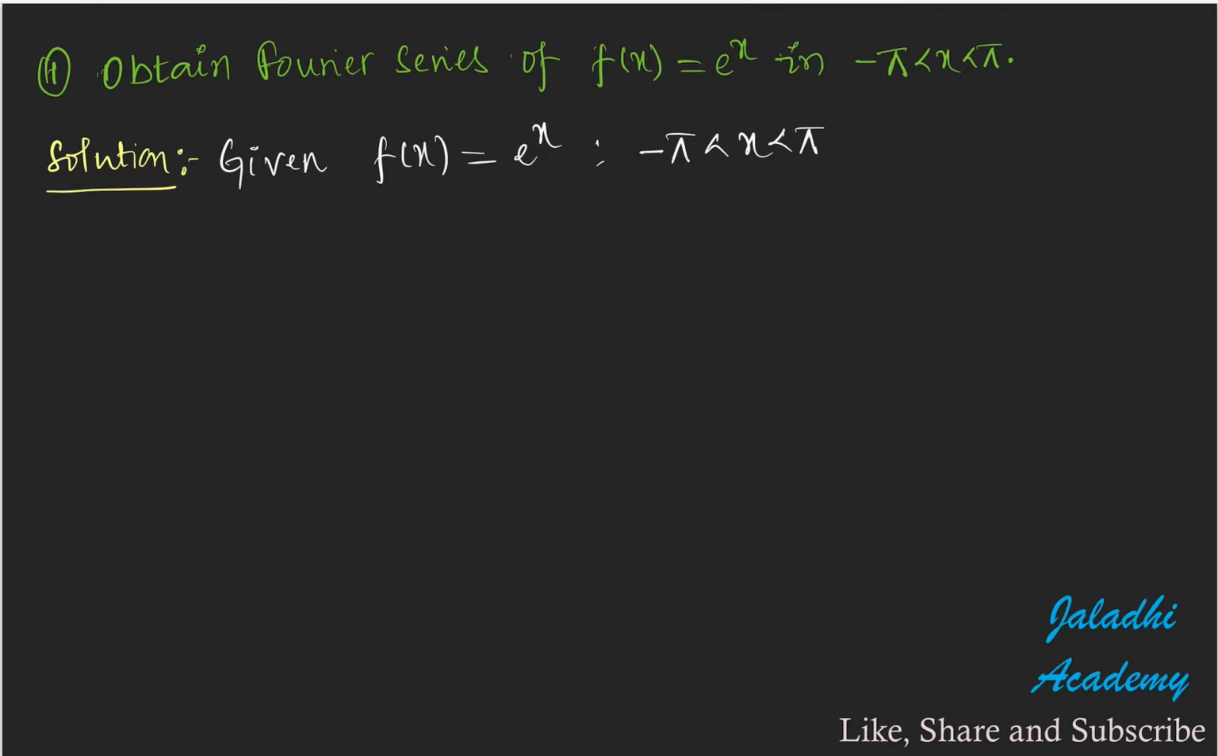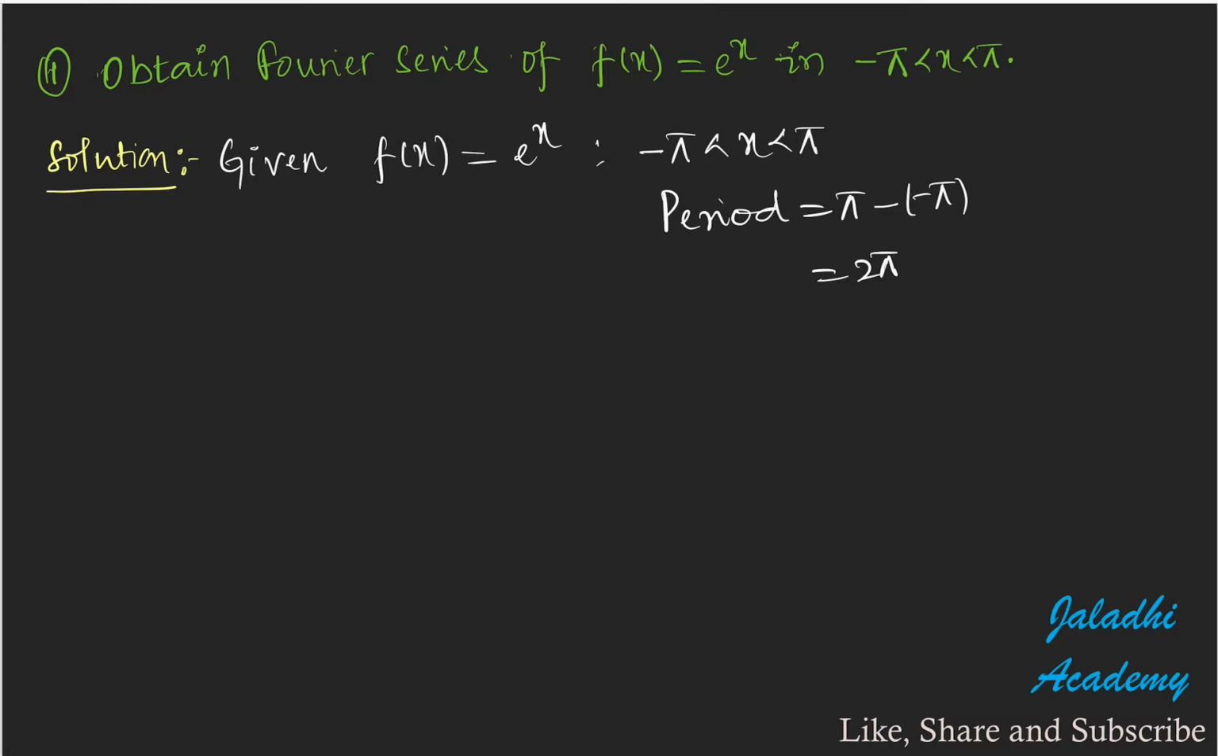So here is how the period is computed. The period is equal to the difference between the upper limit and lower limit. Pi is the upper limit and the lower limit is minus pi. If we take the difference of the two, we get pi minus of minus pi, which is equal to 2 pi. So the period is 2 pi.